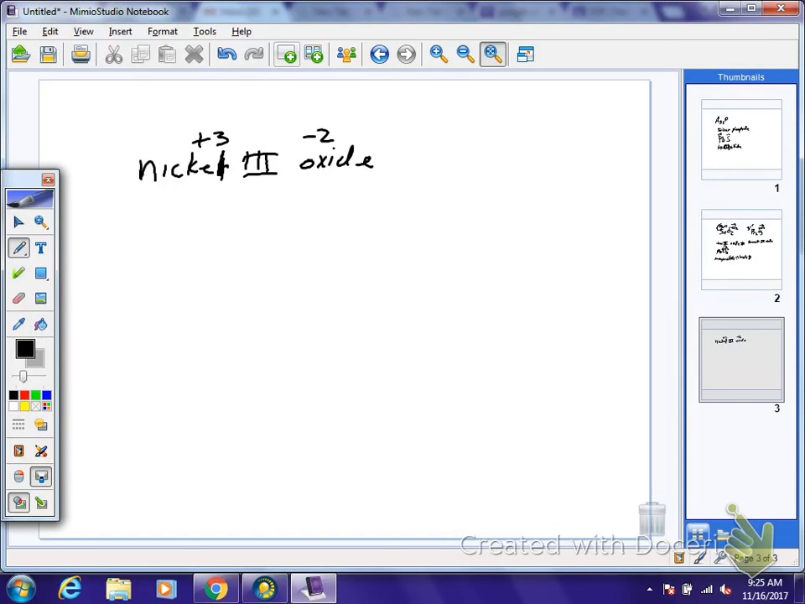So I have to get both of them to what charge? 6. So I need 2 of these, I need 3 of these. So that would be Ni2O3. That would be the formula. All right? Next one. It says barium fluoride.